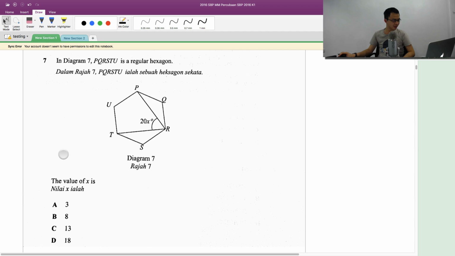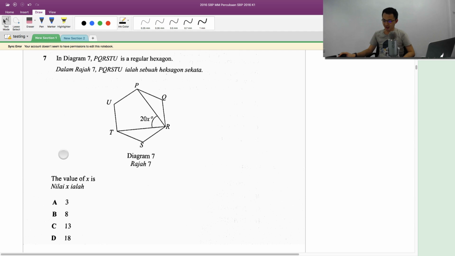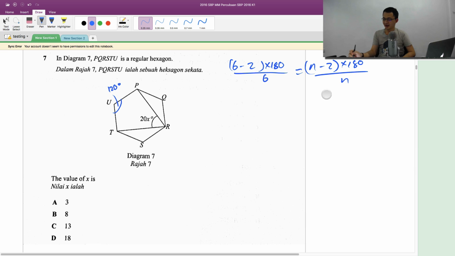Alright, this one is a regular hexagon. A regular hexagon's interior angle is 120. If you want to know why, you just use (6 minus 2) multiplied by 180 over 6. This is the formula: (n minus 2) multiplied by 180 over n, where n you can assume is the number of angles or the number of sides. Both should be okay. In this one you have 1, 2, 3, 4, 5, 6. So you just substitute the 6 into that, and you should get 120.